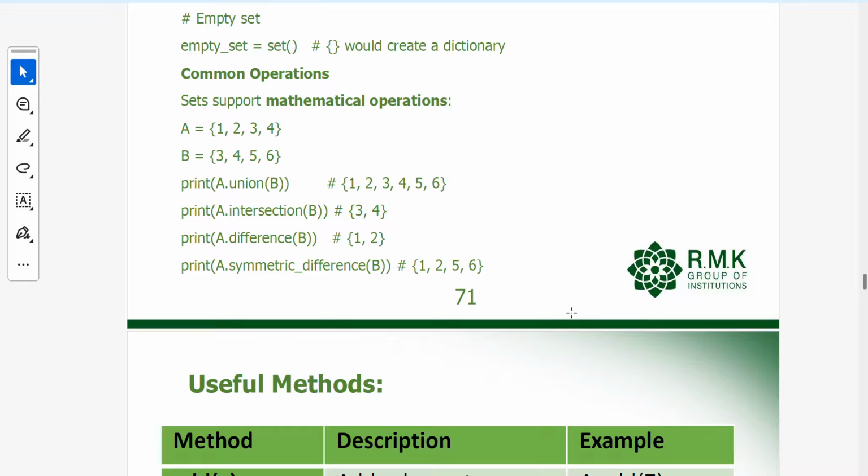And A difference B means all the elements that are available in A which are not available in B. All the elements that are available in A will be specified, right? So 1 2, so 1 2 3 4, 3 4 5 6. All the elements which are not common and which are available in A will be A difference B. And symmetric difference: the elements which are not common, all the remaining elements, will be given. So that is symmetric difference, A symmetric difference B.